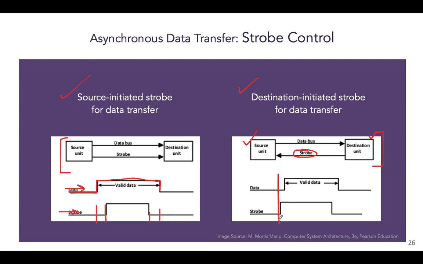This is because first the destination unit sends its strobe signal to the source unit, and when the source unit receives the strobe, only then it places some data onto the data bus. That's why it takes a little bit of time, because first the destination unit indicates to the source unit that it's ready to receive some data with the help of the strobe pulse, and after the reception of the strobe pulse, the source unit places some valid data onto the data bus. So this is how source initiated and destination initiated strobe pulses work.